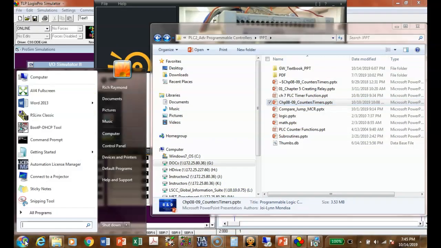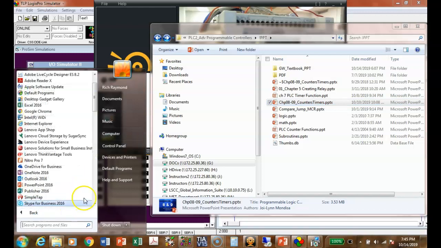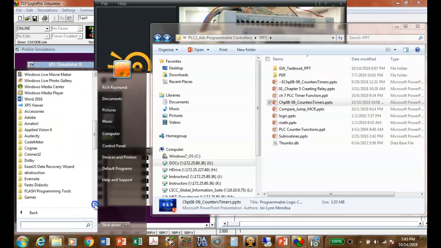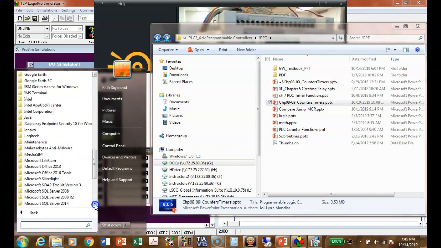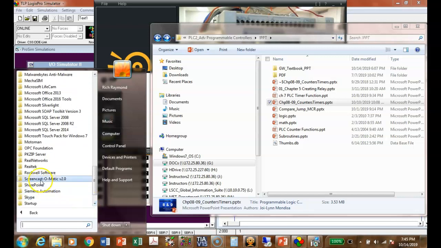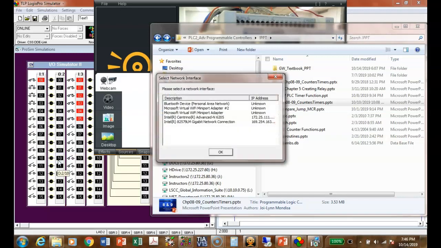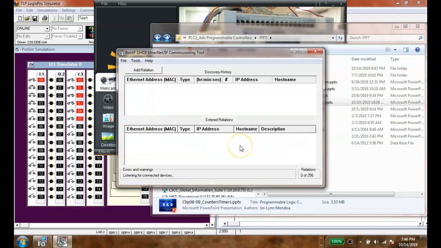So programs. Inside the RSLogix folder, here's Rockwell Software. They provide me with a DHCP server. And of course, I have to select the network card that's in my computer, and this is the DHCP server. Sometimes it might not work. So as soon as I turn this computer on, it's going to ask for an address.